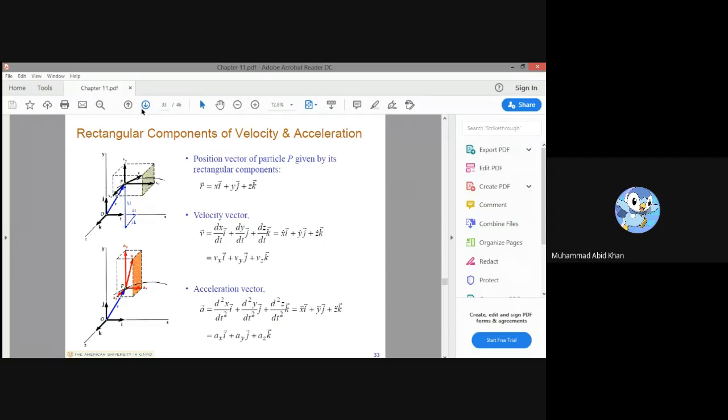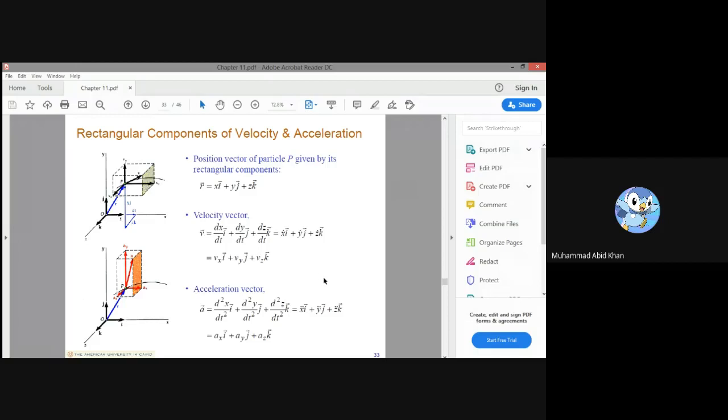Okay, here I am just trying to give you the position according to this one. Okay, what is this? Rectangular components of velocity and acceleration. The position in the first graph is given. The position vector of particle P is given by its rectangular components, this one, xi plus yj plus zk. The velocity in rectangular components, the equation is here. The acceleration vector is given here.